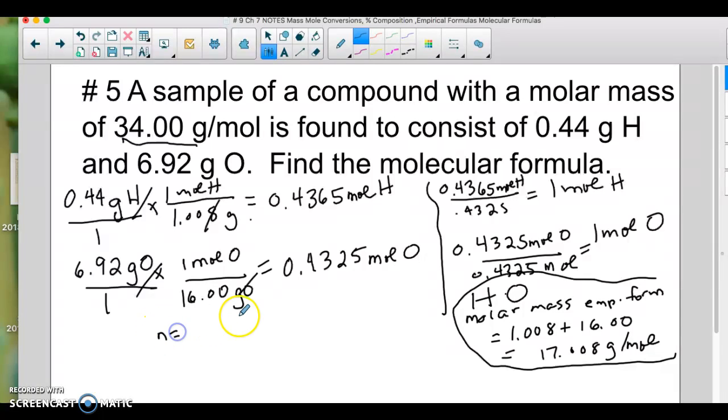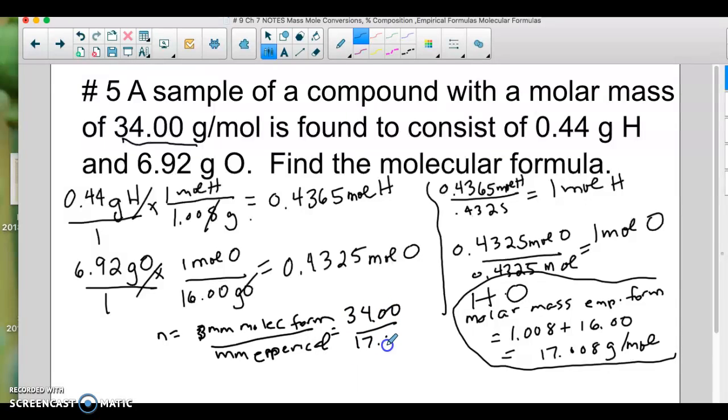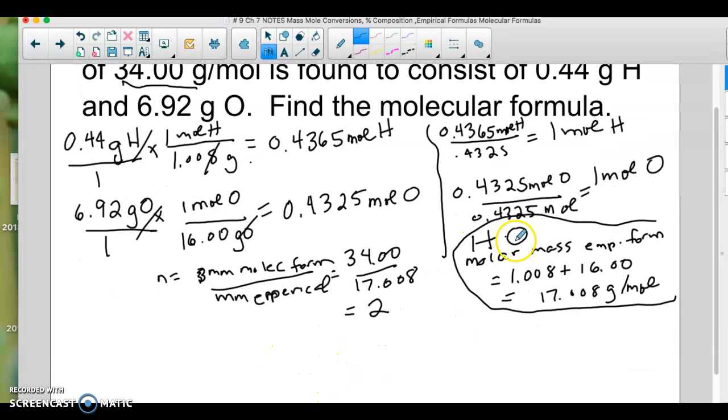So I'm going to calculate n by looking at those two. I take the molar mass of the molecular formula divided by the molar mass of the empirical. When I do that, it's 34 divided by 17 essentially, which is 2. So in reality, the real molecular formula is going to be the empirical formula times 2, which would then be H2O2.